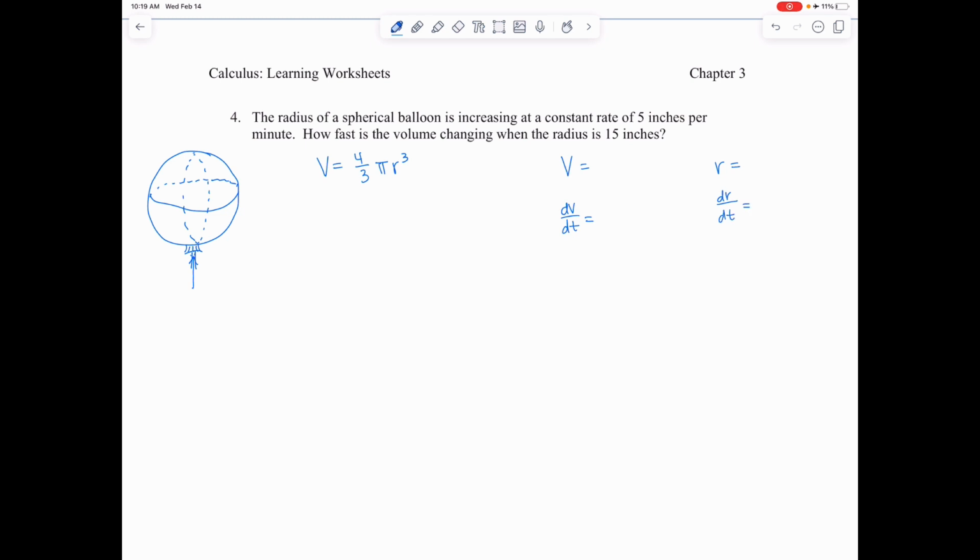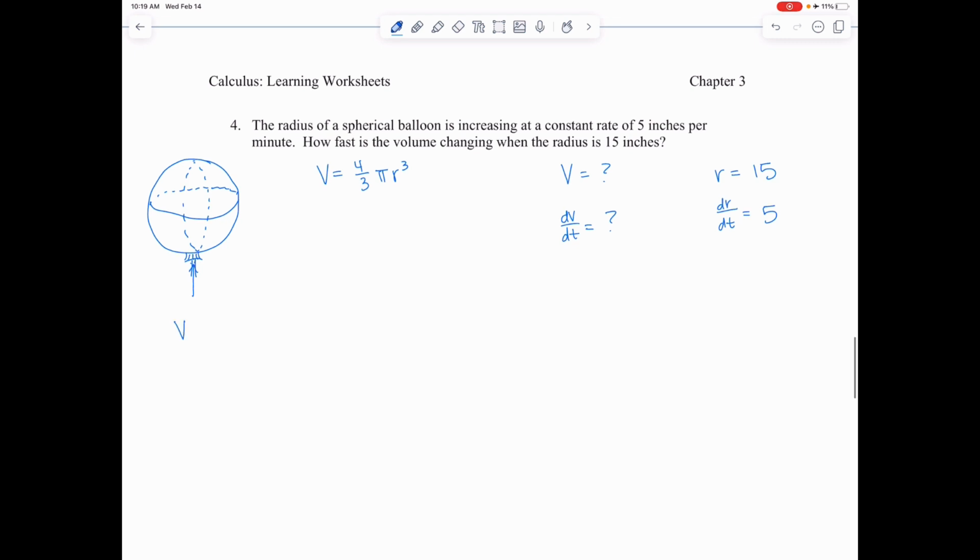So the radius of a spherical balloon is increasing at a constant rate of 5 inches per minute. So our radius is changing at 5 inches per minute. That's our rate. That's our dr dt. How fast is the volume changing? So we don't know dV dt when the radius is 15 inches. So our r is 15. We also don't have v. But thanks to our equation, we can find what v is. So let's do that first.